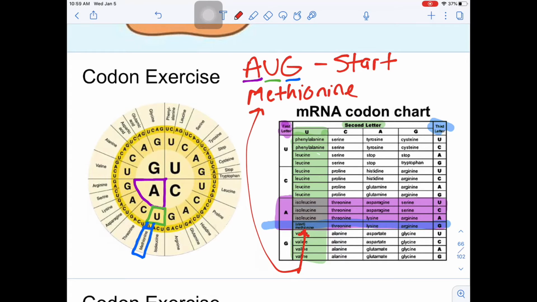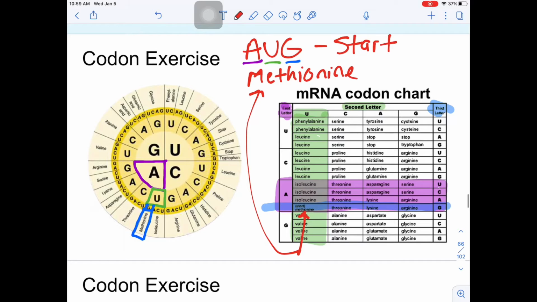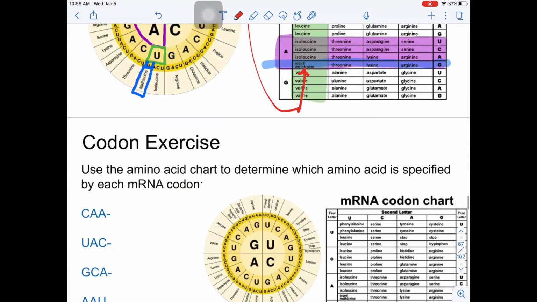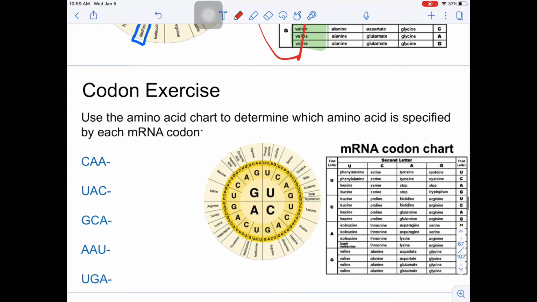Let's do some practice now with both the wheel and the chart as we look at some other codons. CAA, the first one. So our first letter is the letter C. Our second letter is an A. And the third letter is an A. This is the amino acid glutamine.